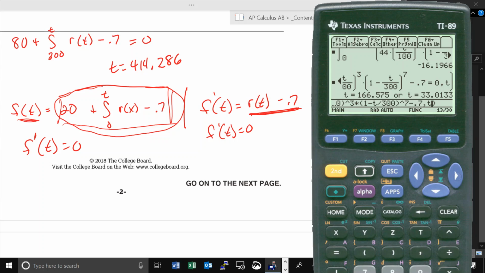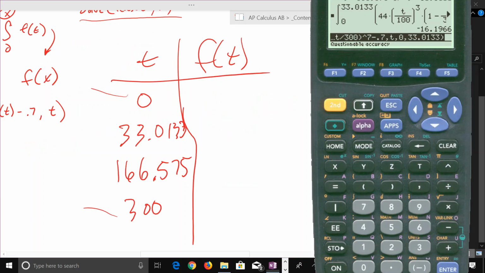All right, so then I get negative 16, but remember I have to add 20. So I get 3.80344. That's what I get for plugging 33 into f of t. And remember, f of t is this guy right here. All right, you just got to remember to add 20 in to the integral. All right, let's repeat that thing.